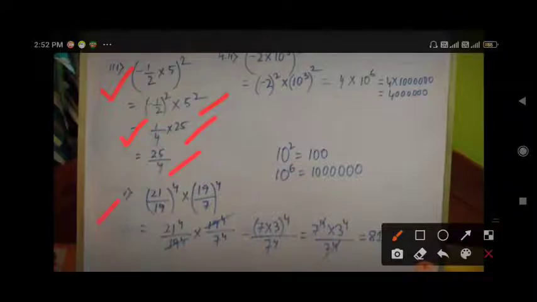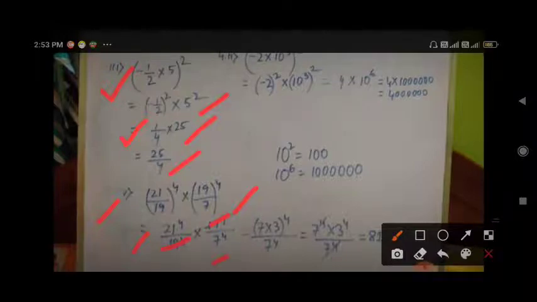Next one, 21 upon 19 to the power 4. So we have to write this 4 is applicable for both numerator and denominator, that's why we write 21 to the power 4 by 19 to the power 4 and 19 to the power 4 by 7 to the power 4. So these 19 to the power 4 and 19 to the power 4 are cancelled out. So here 21 and here is 7.